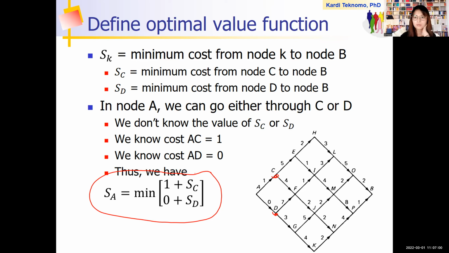So in that case, all I need to do is look, I don't care how I will get from D to B at this point. All I care about is the problem I have right now, which is in A. So what is in A? In A, I only have two possibilities: to go to C or to go to D. To go to C, the cost is 1. To go to D, the cost is 0. Then SA is the minimum between 1 plus SC or 0 plus SD. Is that correct or not?